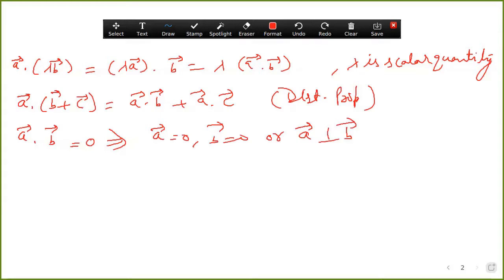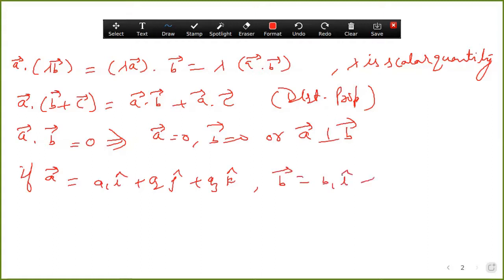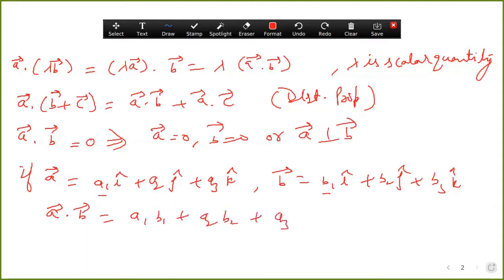Okay. Next property: if vector A is given to you, suppose A1 i vector plus A2 j plus A3 k vector, and B is given, suppose B1 i plus B2 j plus B3 k. Then if you want to calculate A dot product with B, their scalar parts are multiplied: A1 B1 plus A2 B2 plus A3 B3. This is the product of A and B.